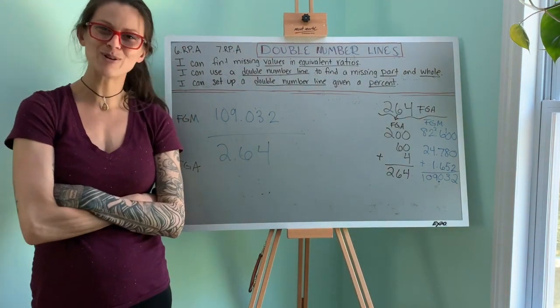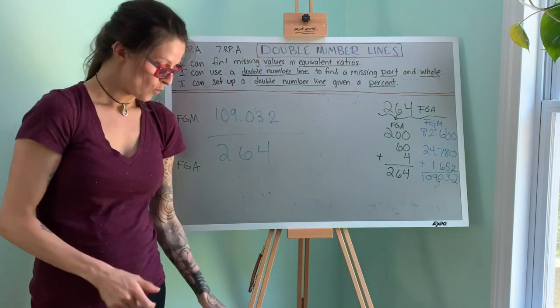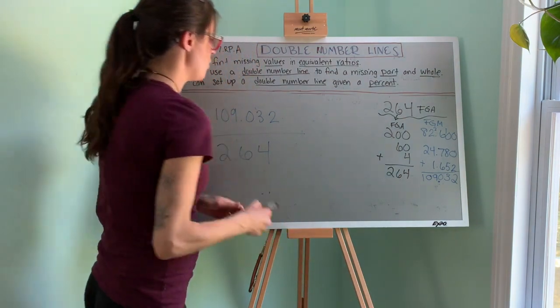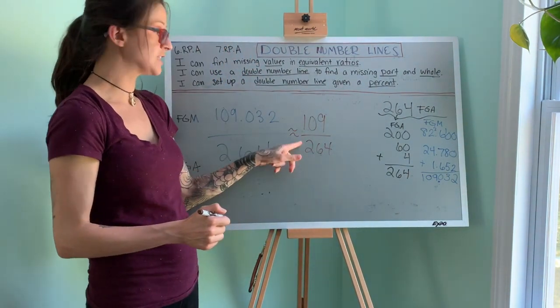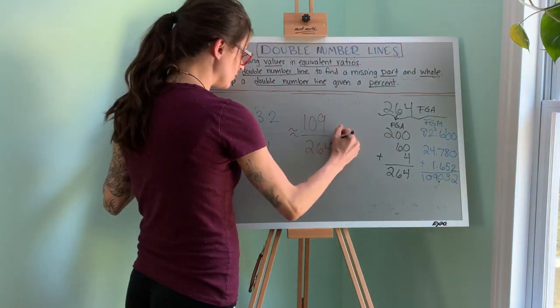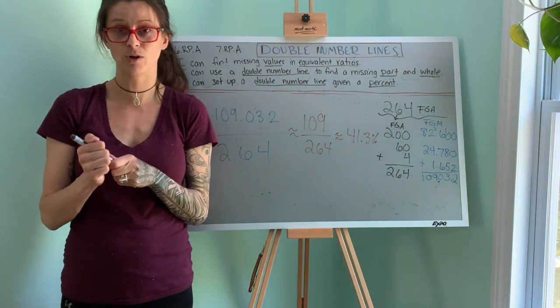Now again, we still have that weird decimal. How could he make 32 thousandths of a shot? When you go to NBA.com, you'll see that James Harden actually made 109. And when you take this fraction and turn it into a decimal, it is about 41.3%. But it is not precisely 41.3%.